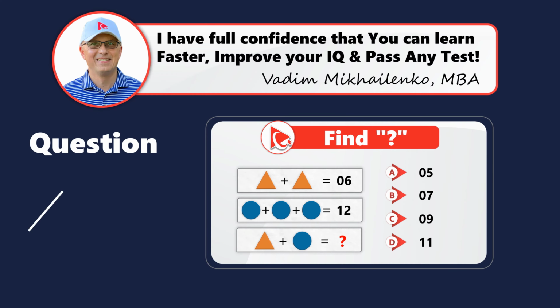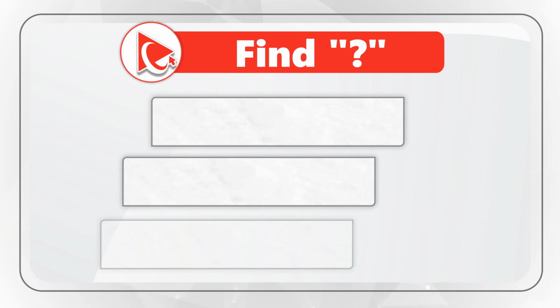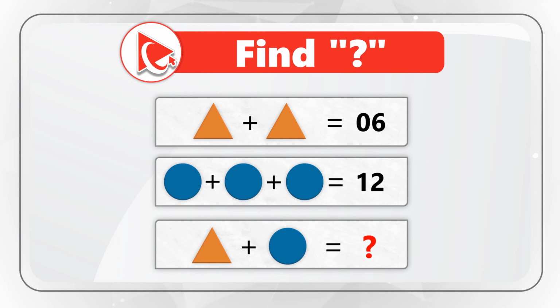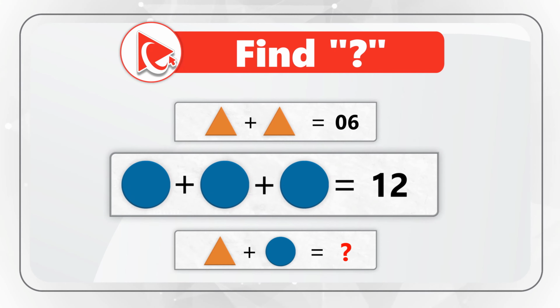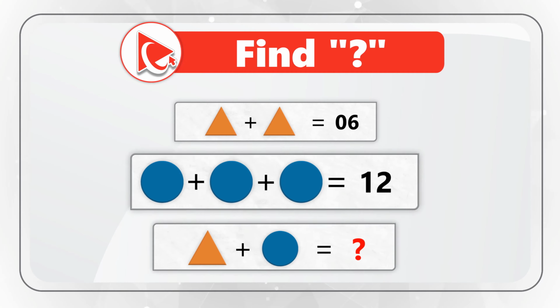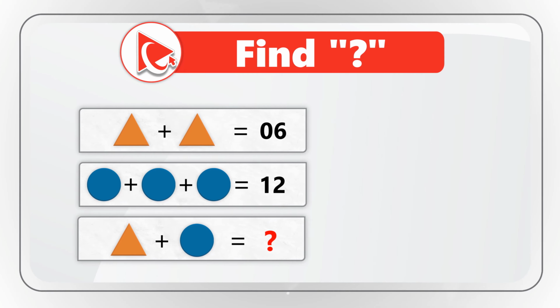Here's an interesting cognitive abilities test question to see how well you can deal with abstract concepts. You're presented with 3 expressions. In each expression, there are shapes and numbers. The first expression is triangle plus triangle equals 6. The second expression is circle plus circle plus circle equals 12. And the third expression is where you have triangle plus circle, and you need to calculate the end result of this calculation. Once calculated, you need to select the answer out of 4 possible choices.